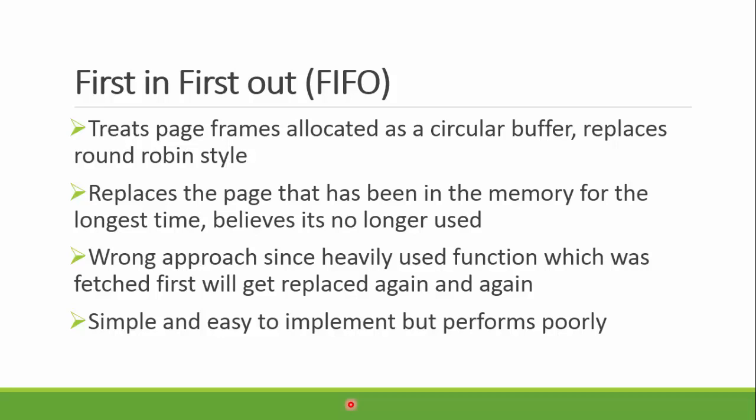As you can think of, in a process there are many parts which are running continuously and are heavily used. They are mostly fetched at the start when a process starts. But this scheme will replace them when they get old, and there will be a page fault as this was a heavily used portion. It can lead to thrashing, as it will replace that important part again and again. So it is simple, but as you know, it performs poorly.